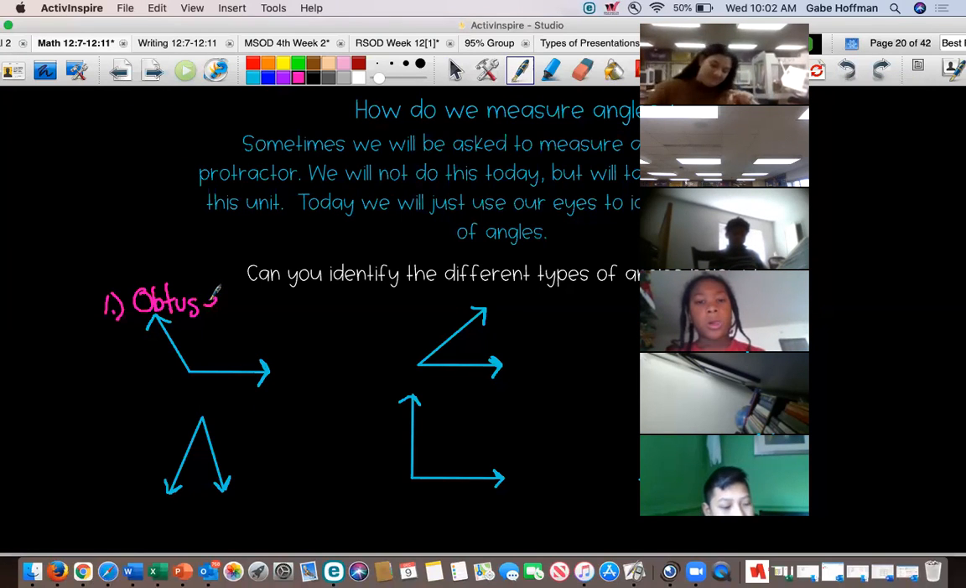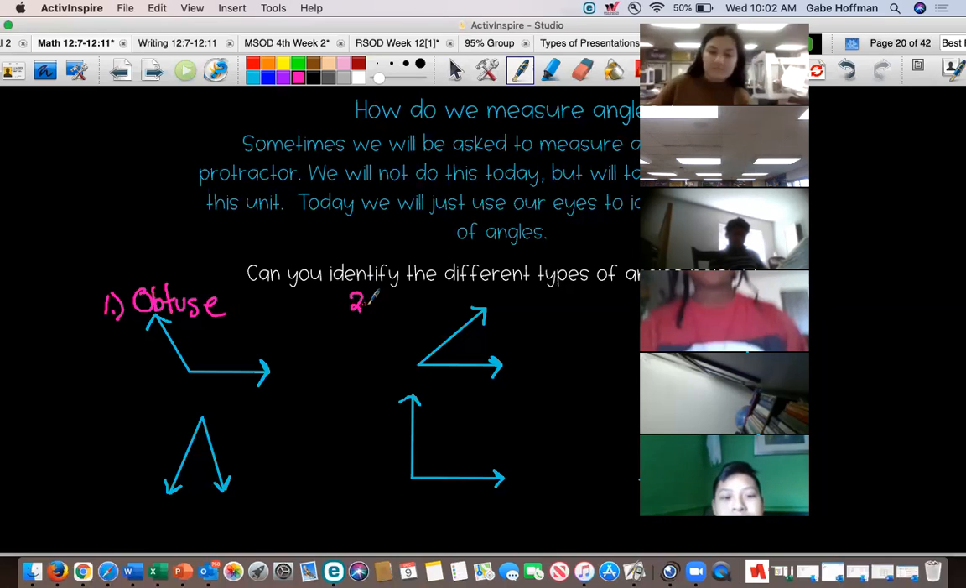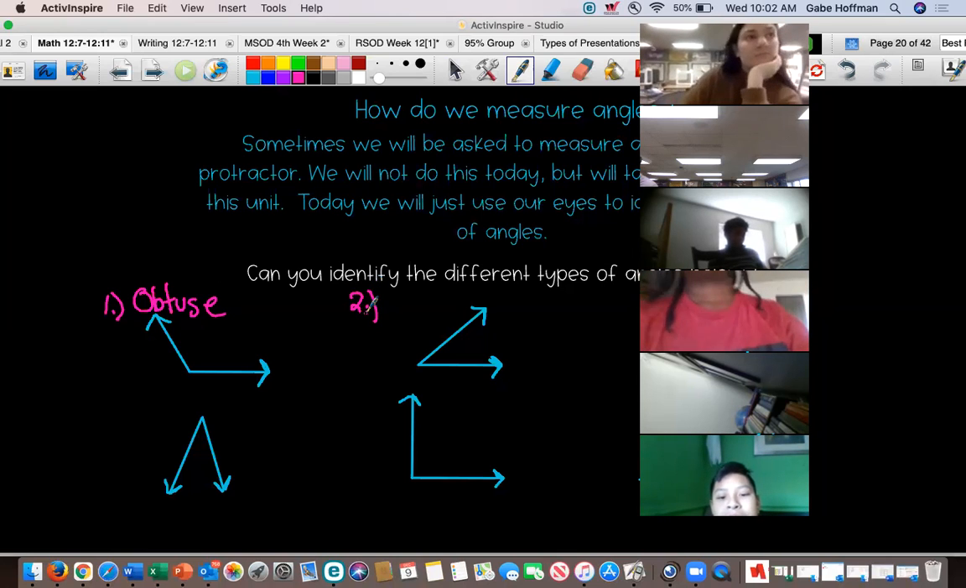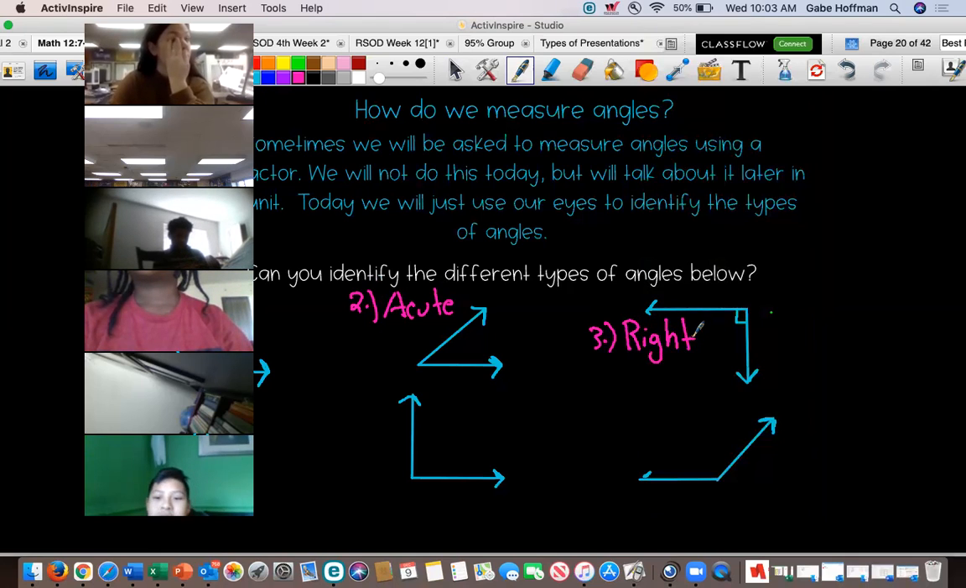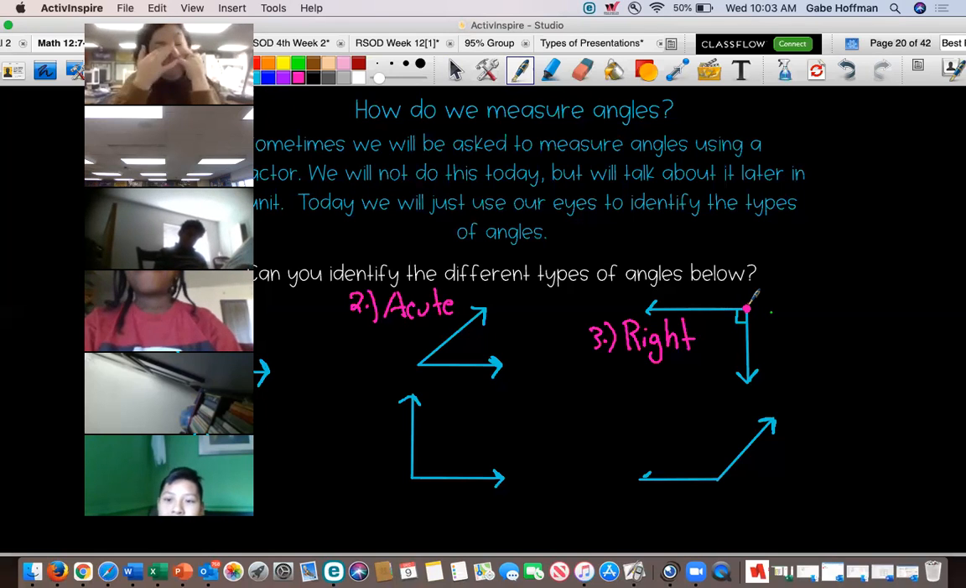Number two, Alex J. What kind of angle is number two? Acute. Very good. It's closed, it's small. It's an acute angle. Number three, Christian. There's a big clue on this one. What kind of angle is that one? Right angle. And what is the clue that that's a right angle? It has a square between the two lines. Yeah, it has a square at the vertex, where the two rays meet, right?